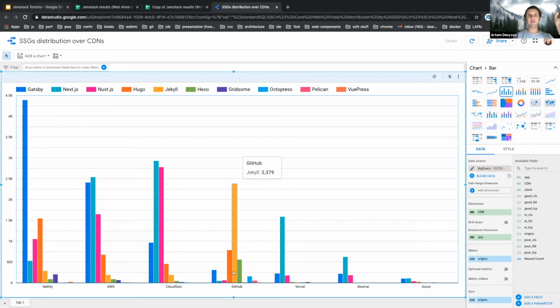And as we saw, Jekyll is mostly on GitHub, but Hexo and Hugo are also part of the GitHub CDN, which is really interesting. We have AWS with Next and Gatsby sitting together. Vercel, of course, is Next.js. It's no other way.